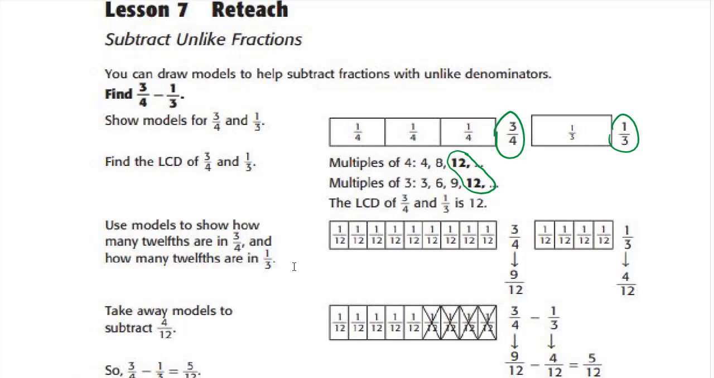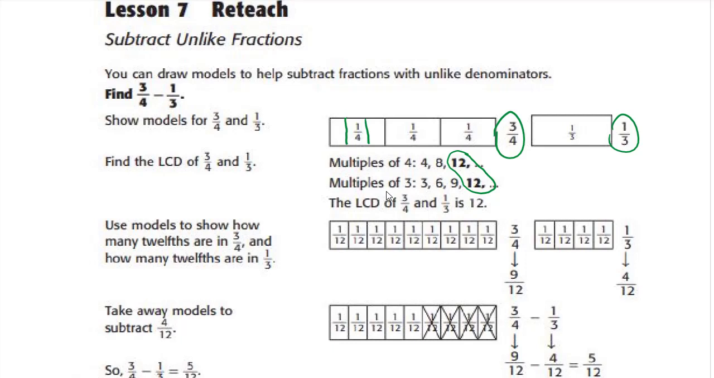Okay, so let me go back. I need to divide this into 12 pieces. So I already have 3. So that would be 4. That would be 5. You know what's wrong? Look at what's wrong.